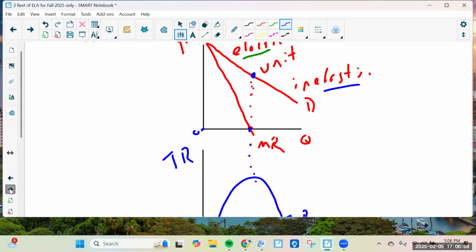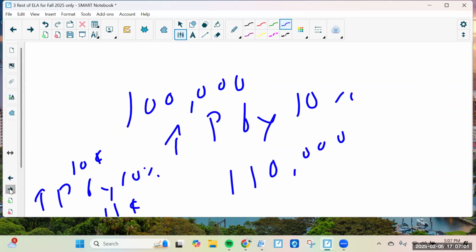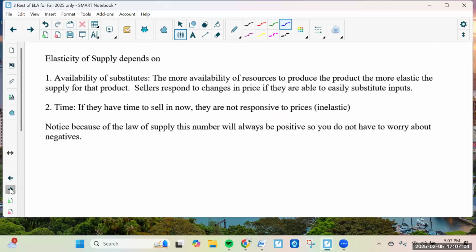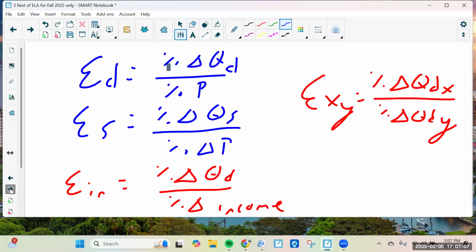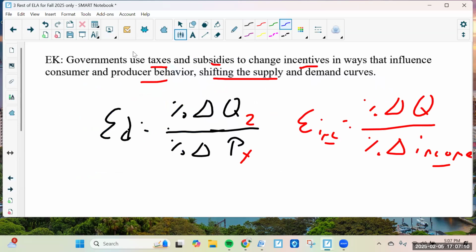Moving forward, what I got up to last week is taxes. The College Board standard says governments use taxes and subsidies to change incentives in ways that influence consumer and producer behavior, shifting the supply and demand curves. In this course we don't do a whole lot where we're adjusting producer behavior or manipulating consumer behavior. This will come into play in the last unit when we talk about something called externalities.